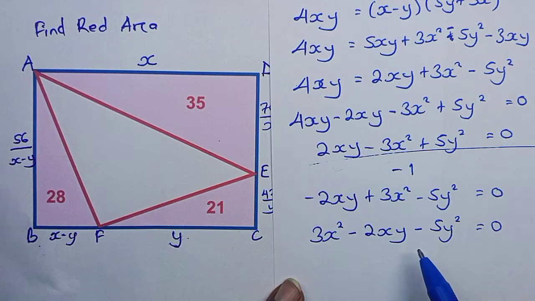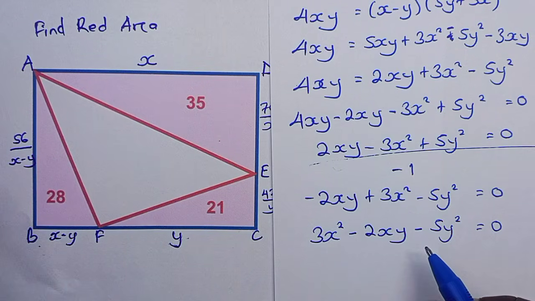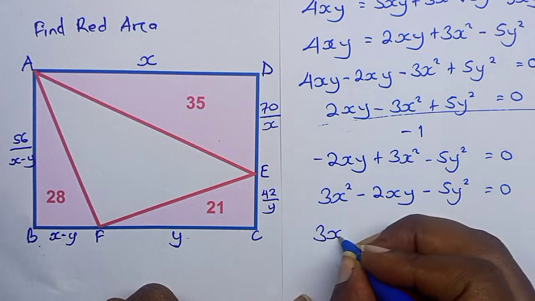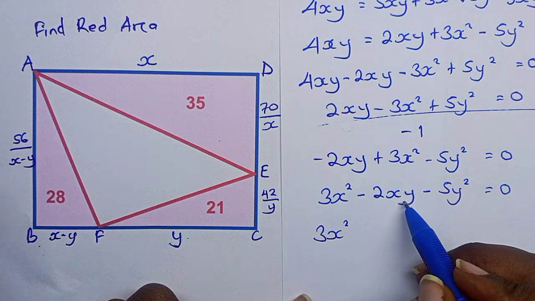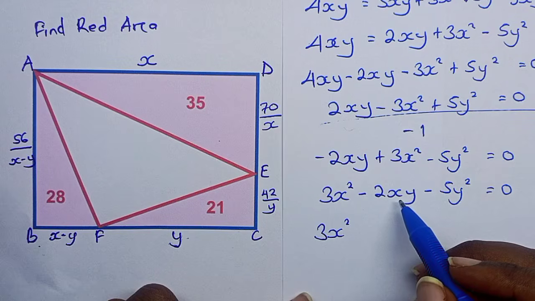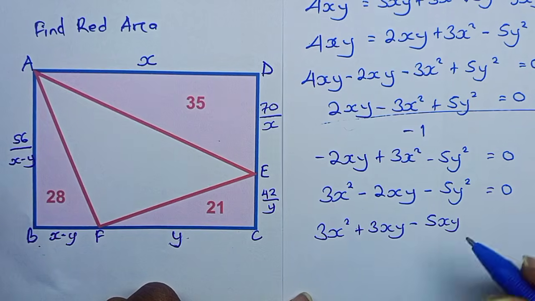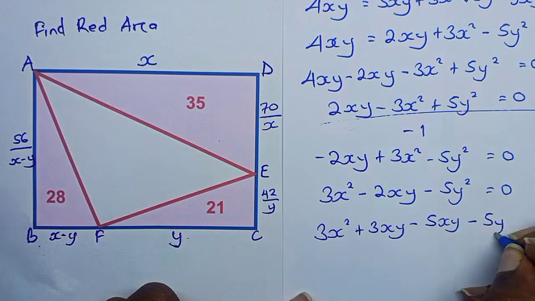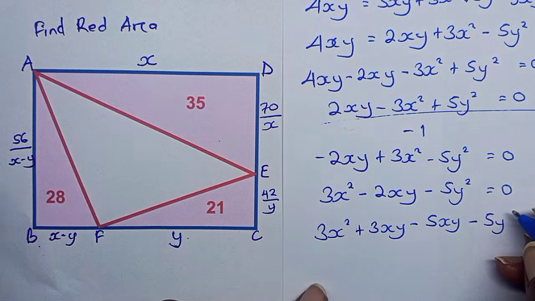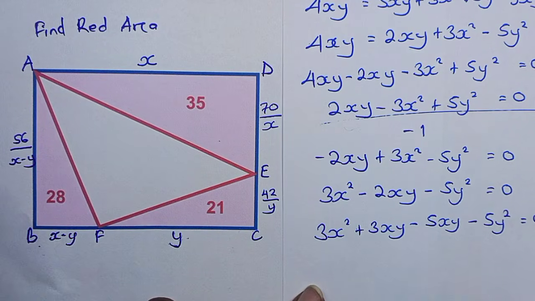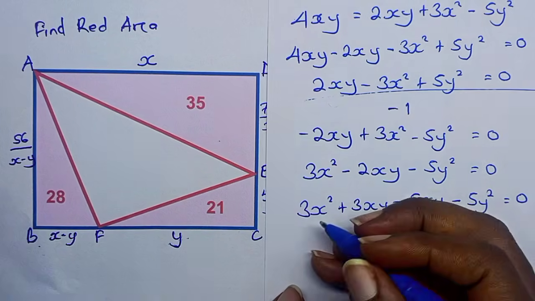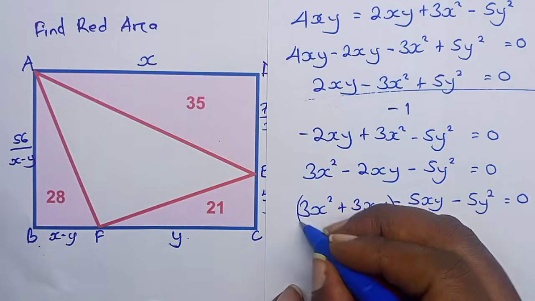Now let's solve this by grouping and factoring. So first of all, we shall have 3x squared. Now, minus 2xy is the same as plus 3xy minus 5xy. When you combine them, you get back to this. So, minus 5y squared is equal to 0. Okay, so we group this together and this together.